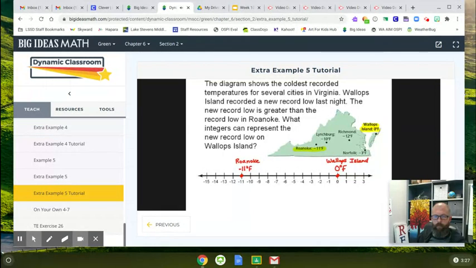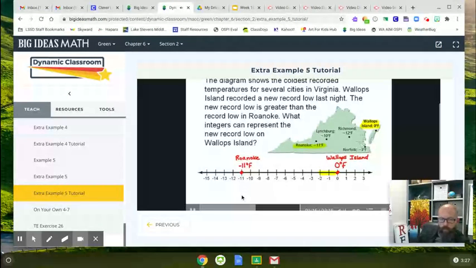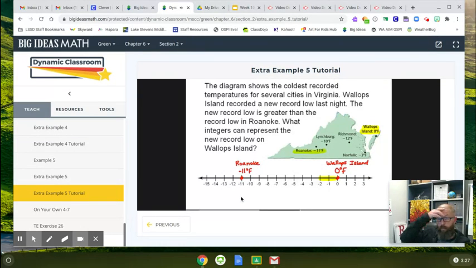The problem also tells us that the new recorded low is greater than the record low in Roanoke. The record low in Roanoke is negative 11 degrees Fahrenheit, so that means that the new record low for Wallops Island has to be greater than negative 11. So we can start to shade a few of the numbers greater than negative 11. We know that the new record low for Wallops Island is an integer between negative 11 and 0. The integers between negative 11 and 0 we can circle on the bottom.